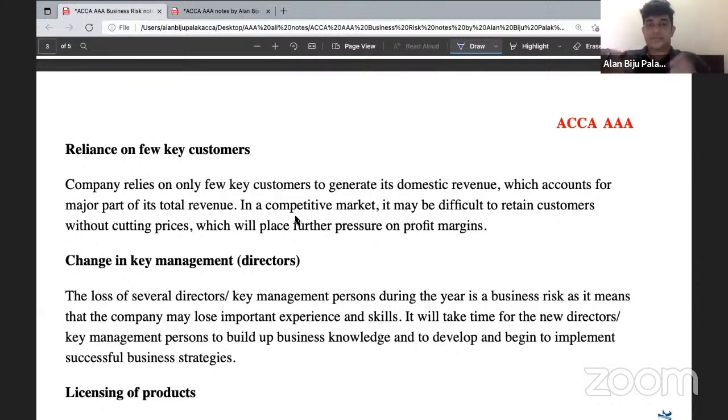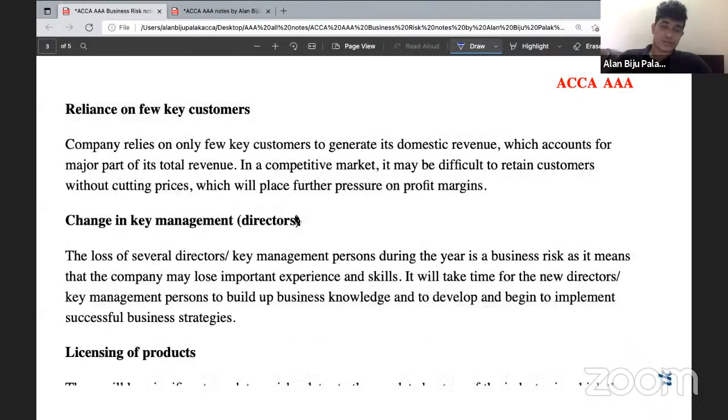And by that time, in case they take any policies for the business, automatically the policies might not be as good as those of an experienced person. Therefore, there can be chances that the company might go on with inappropriate strategy and the company will not be able to achieve its overall objective. So that is what happens with the changes in key management persons.